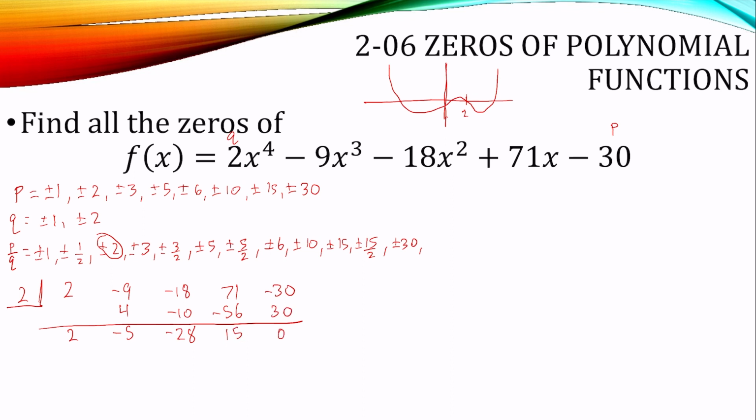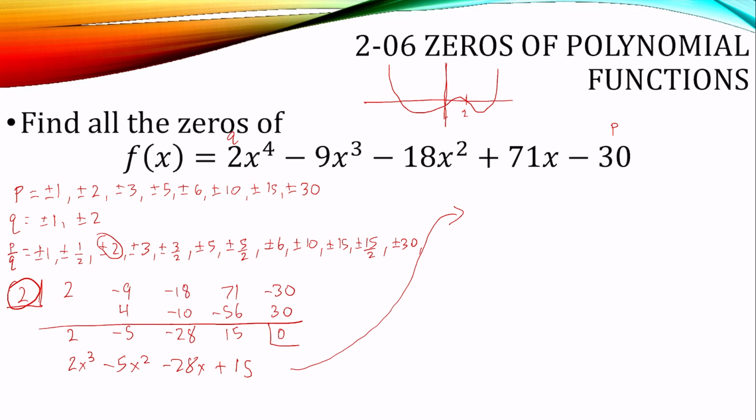Multiply. Add. Look at that, we got a 0, so 2 is a 0. And now we have a depressed polynomial of 2. It was x to the fourth. We're depressed, we lost a power, so it's x cubed minus 5x squared minus 28x plus 15. All right, that is still cubic. I can't factor that very easily, so let's use that with synthetic division.